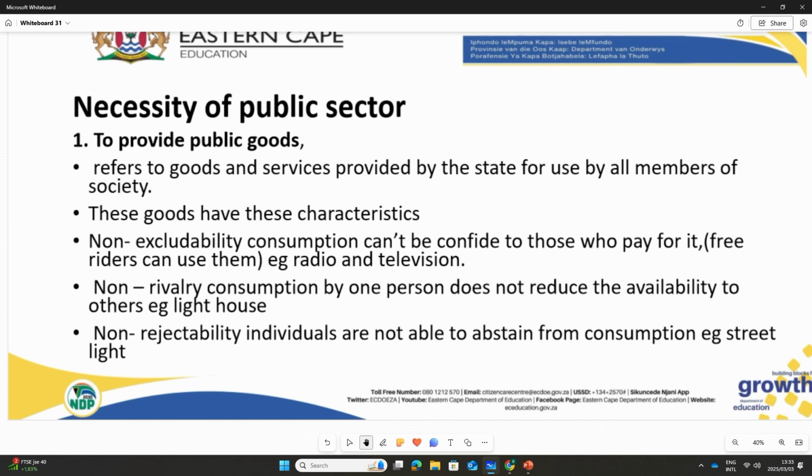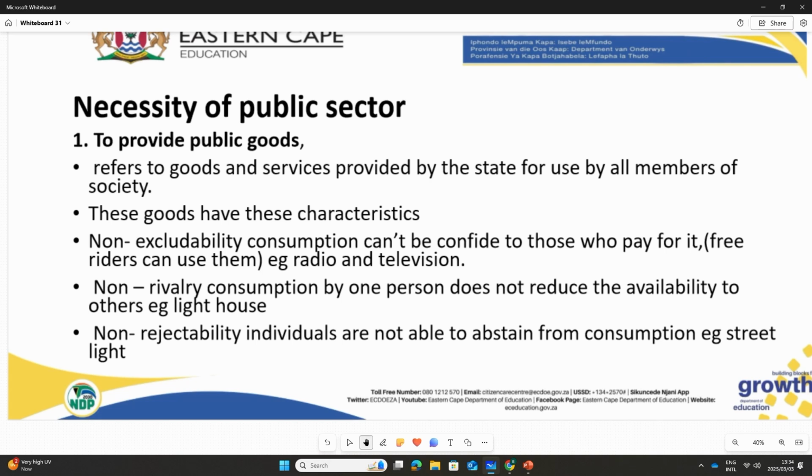Necessity of public sector. Why is it necessary to have public sector or to have government? It is necessary because government provides public goods, government conserves natural resources, and government intervenes in the economy. Then let's go to number 1, which says government provides public goods. What are these public goods that government has to provide? Public goods refers to goods and services provided by the state for use by all members of the society. So in other words, government has to provide public goods for the citizens or any members of the society.